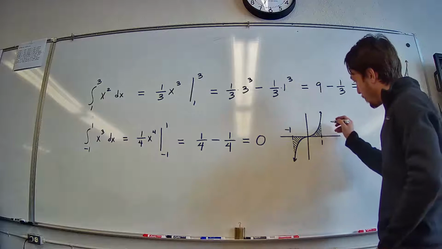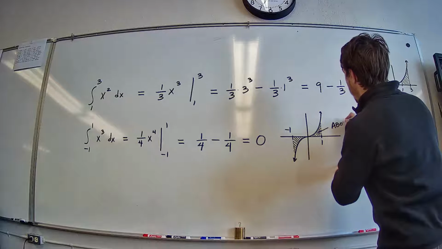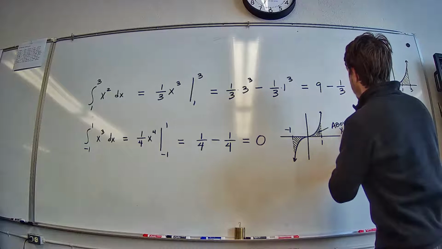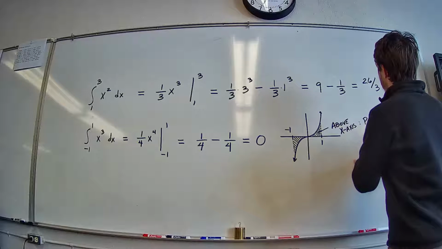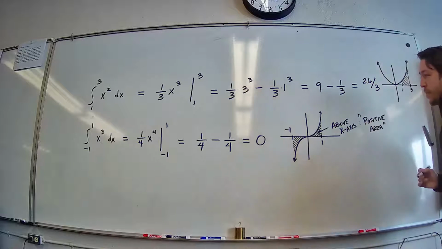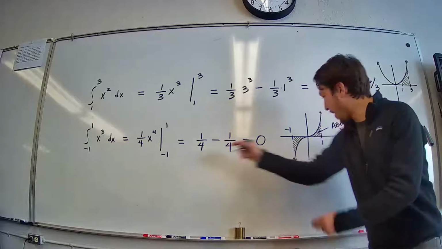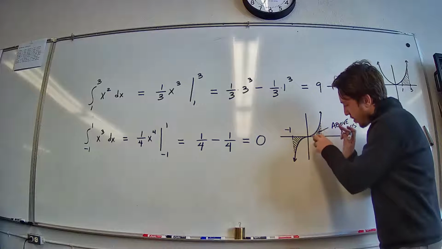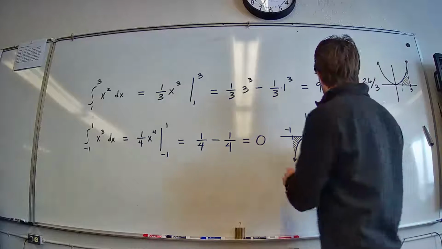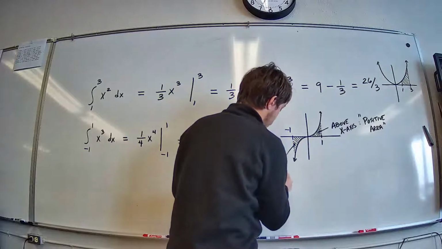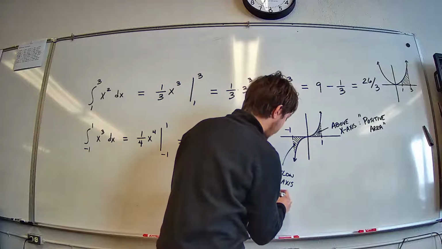So this area above the x-axis can be thought of as positive area. In this calculation, this 1/4 is talking about this area. And the fact that we're subtracting a positive number means this basically got taken away. So the area below the x-axis is negative area.